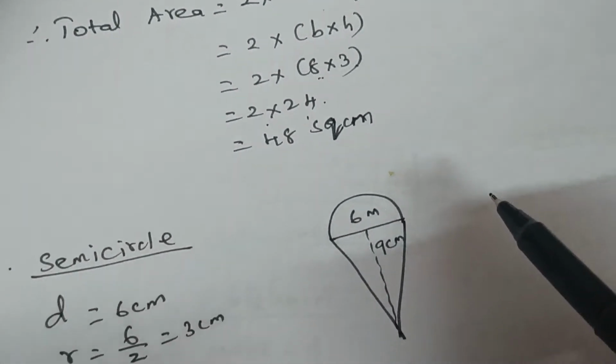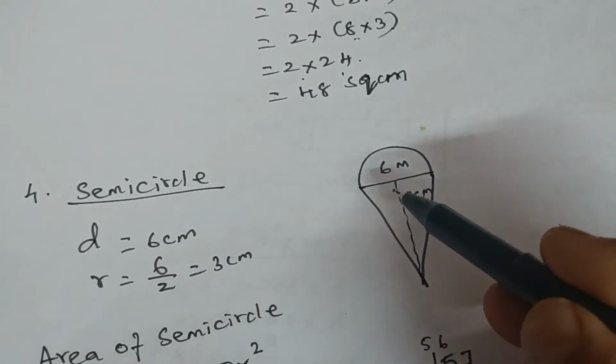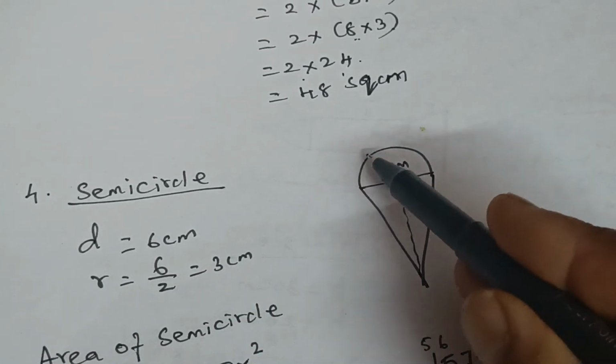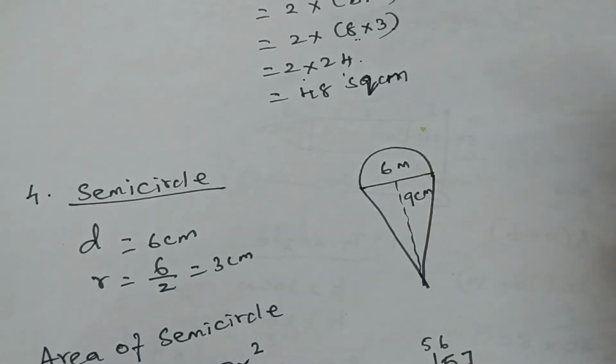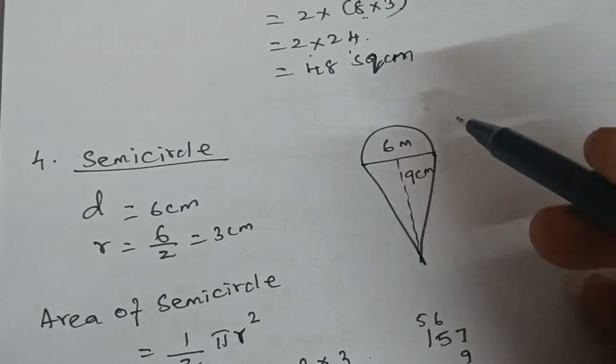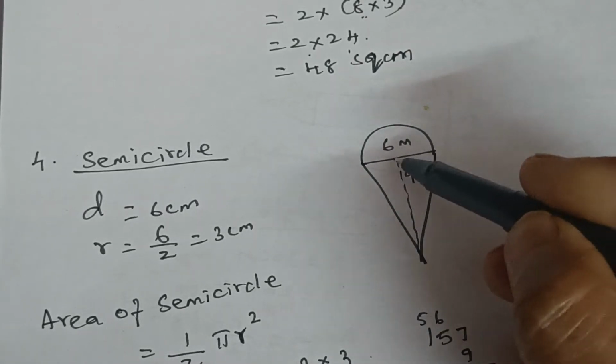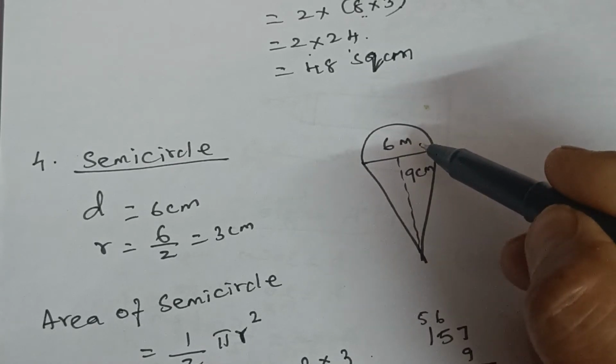Shall we move on to the next one? Look at the next one. Next figure is like this. What are the two figures here, children? We have a triangle and we have a semicircle. It is like a cone ice cream, isn't it? This is the cone and this is the ice cream. Isn't it so interesting? So, how to find the total area? Area of the cone plus area of the semicircle.